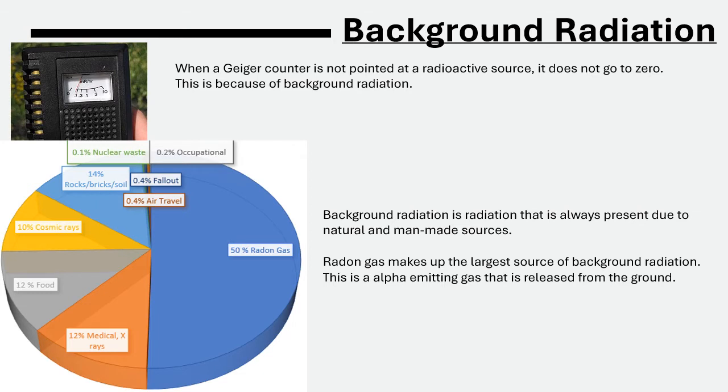We've got 12% being medical and x-rays from our background source. 12% of our background radiation comes from just food sources, 10% comes from cosmic rays, that's radiation from space, and 14% of our background radiation comes from the rocks, the bricks, and the soil that surround us.